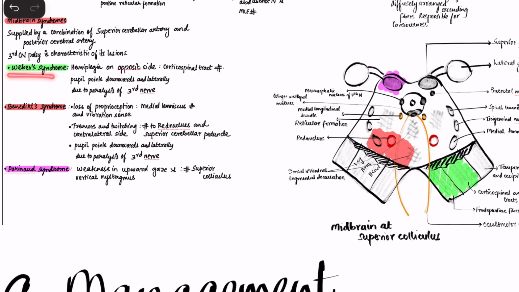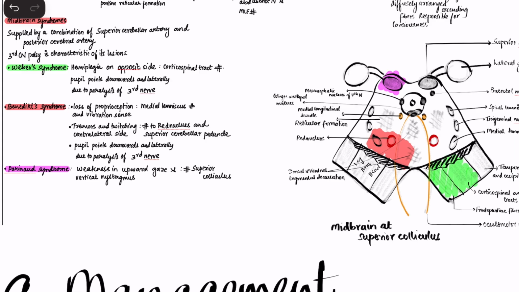So the Weber syndrome presents with hemiplegia on the opposite side because again the corticospinal tract is damaged, and then the pupil points downwards and laterally due to paralysis of the third nerve. Then coming to Benedikt syndrome. Benedikt syndrome is again tremors and twitching because of damage to the red nucleus and superior cerebellar peduncle; on the contralateral side these symptoms present. And then again the pupil points downwards and laterally due to the paralysis of the third nerve.